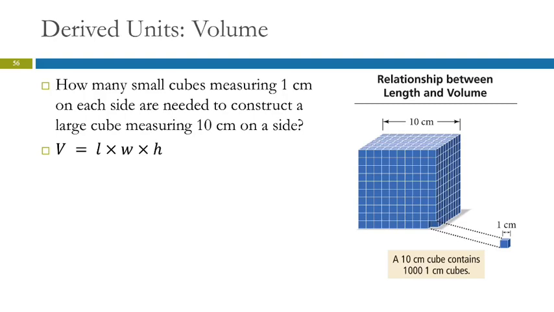So here we have a large cube, and it's 10 centimeters on each side. And the question here is, how many small cubes measuring 1 centimeter would be needed to construct this big cube that's 10 centimeters on a side? 1,000, yeah. Because on each side, you're going to have 10 cubes, because they're each 1 centimeter. And going up, you're going to have 10 cubes, and going back, you're going to have 10 cubes. And so we're going to get 10 times 10 times 10, 1,000.